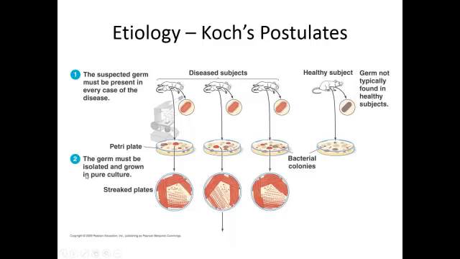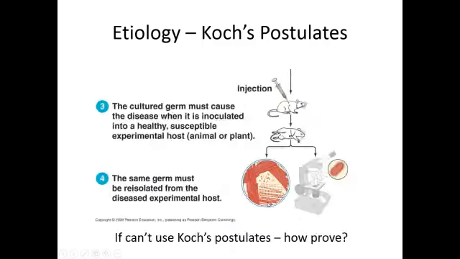is the next one. The germ must be isolated and grown in pure culture. And Koch developed the process of streaking samples onto agar plates or solid media to get isolated colonies. Next up, the cultured germ must cause the disease when it is inoculated into a healthy, susceptible experimental host, either an animal or plant. So we take that gram-positive rod that we've been able to grow in an isolated colony on agar, inject it into a healthy mouse, and the healthy mouse develops the signs of anthrax.